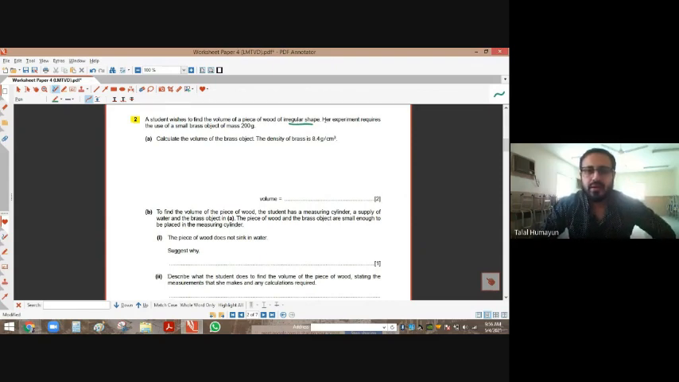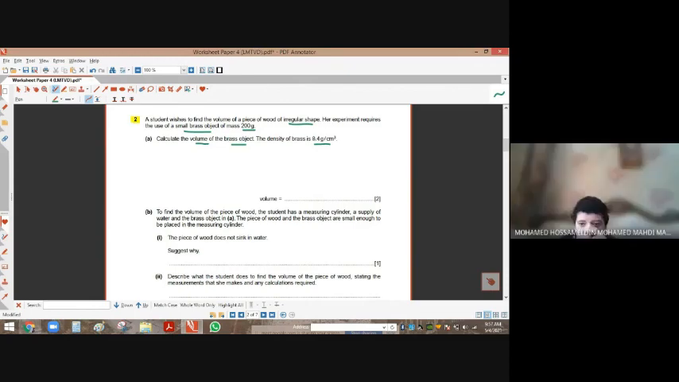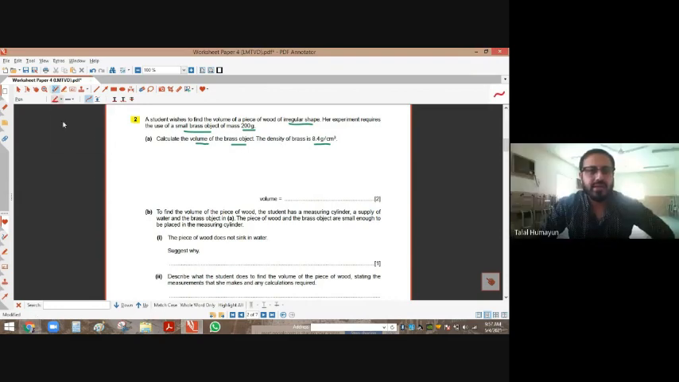Okay, so they say her experiment requires the use of a small brass object of mass 200 gram. Calculate the volume of the brass object. The density of the brass is given. If you want to find out the volume of the brass, where you are given the density, it will be mass over volume. First we'll use the formula: density equals mass over volume.